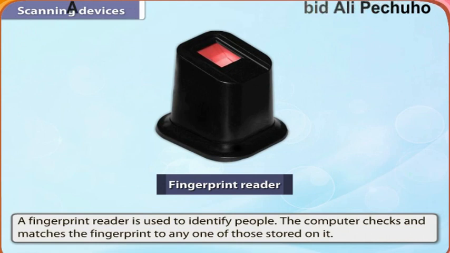A fingerprint reader is used to identify people. Several people's fingerprints are first stored in a computer. When a person places a finger on the reader, the fingerprint is scanned and sent to the computer. The computer checks and matches the fingerprint to any of those stored on it.